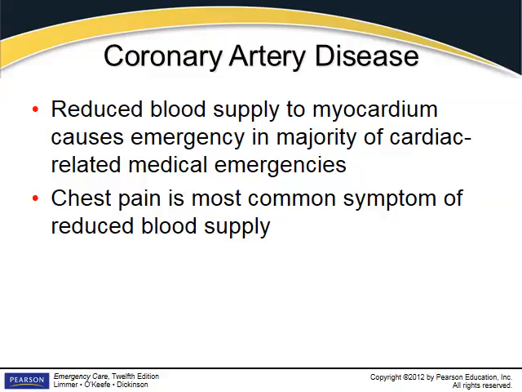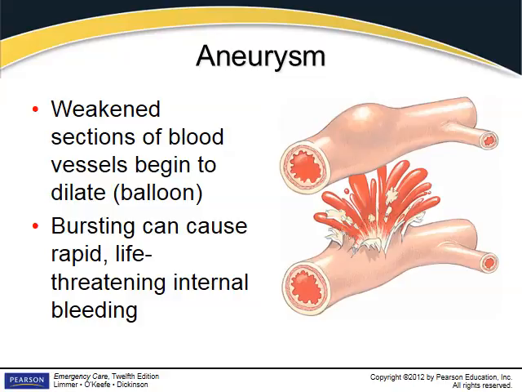Reducing the blood supply to the myocardium is an emergency. Obviously this is something that needs to be addressed. Chest pain is the most common symptom of a reduced blood supply. An aneurysm is a weakened section of the blood vessel, and the blood vessel begins to dilate or balloon. They can burst, causing rapid life-threatening internal bleeding.